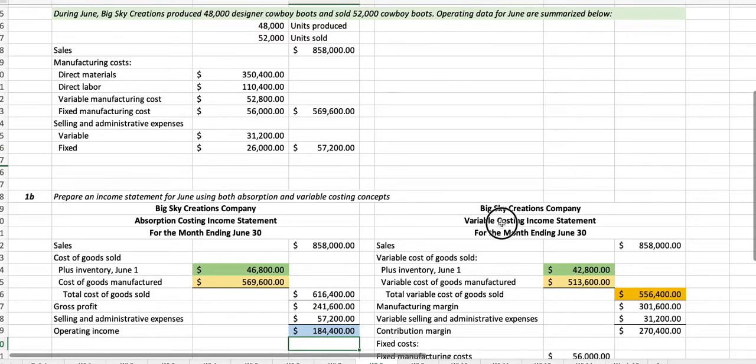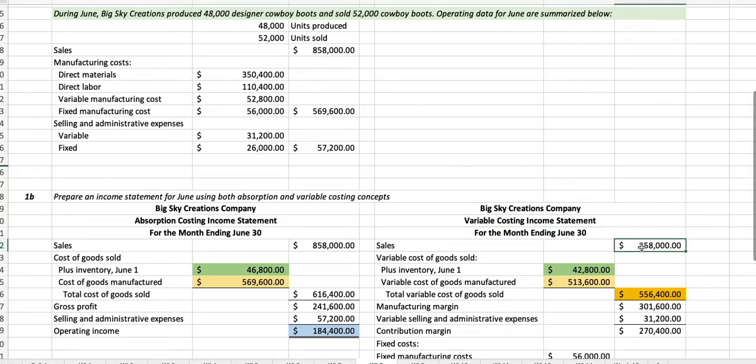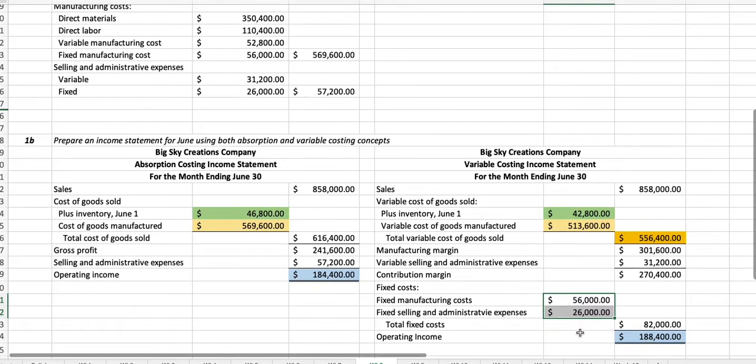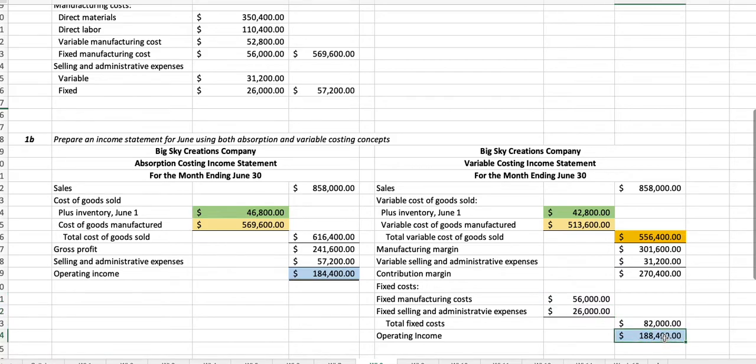Now coming over to our variable costs. Again, there's my sales. I added in the inventory that came from May. My variable cost of goods sold, again, I'm picking up these three items. And so we can already see that things are much different. You can see the differences in the cost of goods manufactured. Again, we have our manufacturing margin, our variable selling and administrative costs. We have our fixed costs down here. And so our operating income is $188.